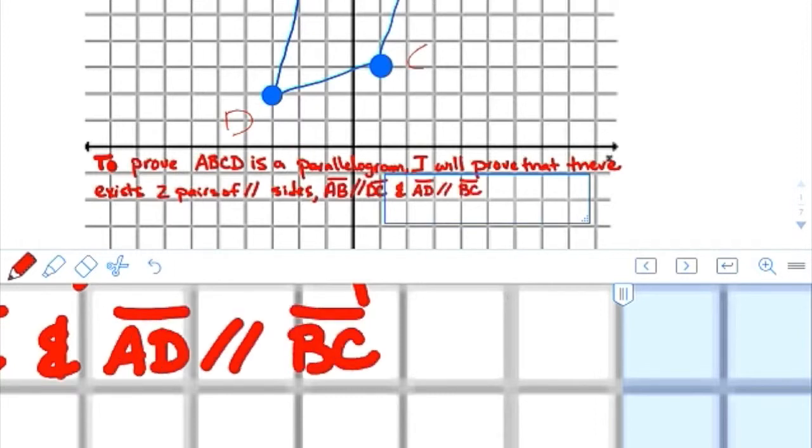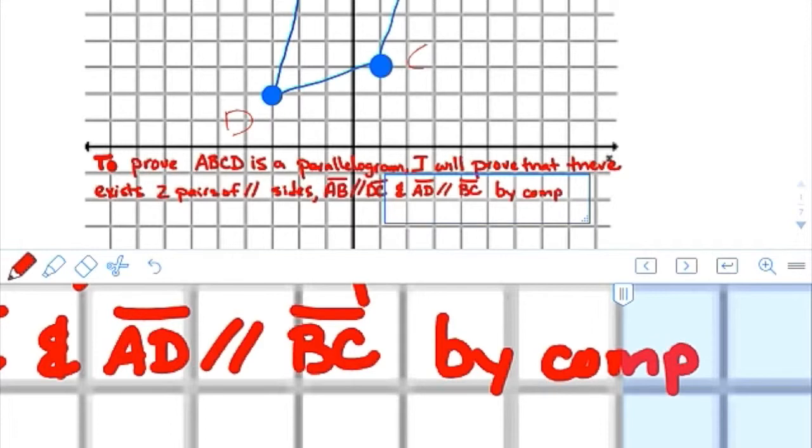Now this right here is actually still not good enough. We were writing what we intend to show, but we never mentioned how we're going to show it. And so that's what's going to come next. So to prove ABCD is a parallelogram, I will prove that there exist 2 pairs of parallel sides, AB parallel to DC and AD parallel to BC, by comparing their slopes.